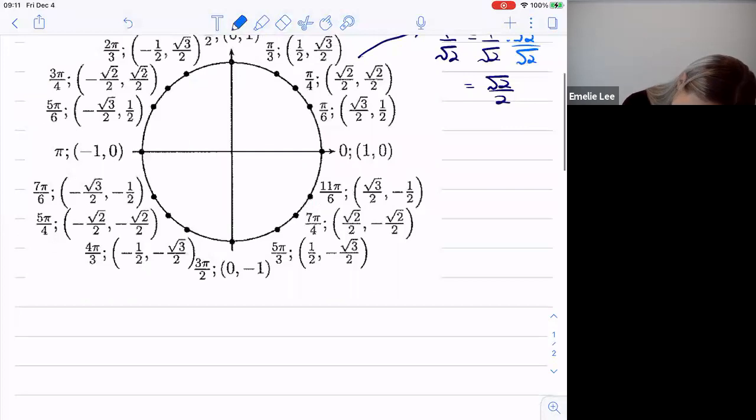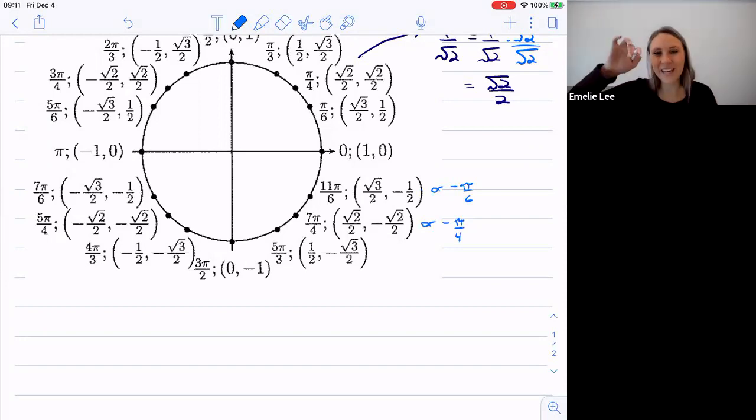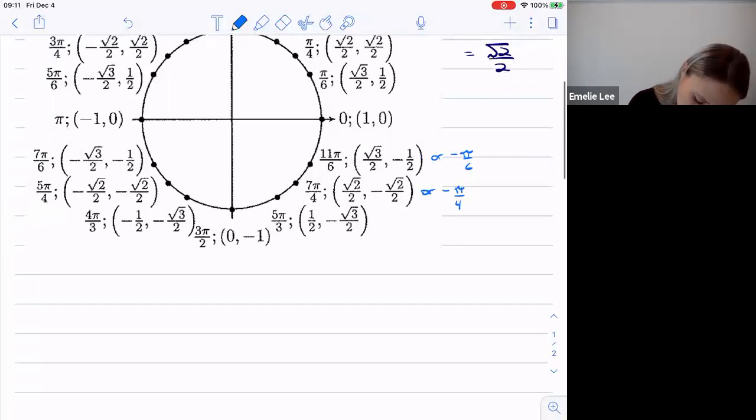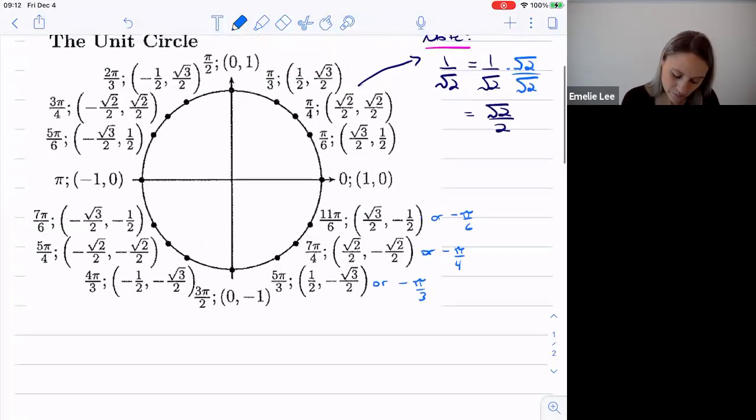So you can say that this is 11 pi over 6 or negative pi over 6. Here, 7 pi over 4 you can rewrite as negative pi over 4 if you prefer. And so then you can move through the circle in a clockwise direction and make negative angles. Sometimes it's a little bit cleaner to talk about negative angles. And then of course here, 5 pi over 3 is the same as negative pi over 3. Just remembering that negative directions just means you're moving clockwise instead of counterclockwise.